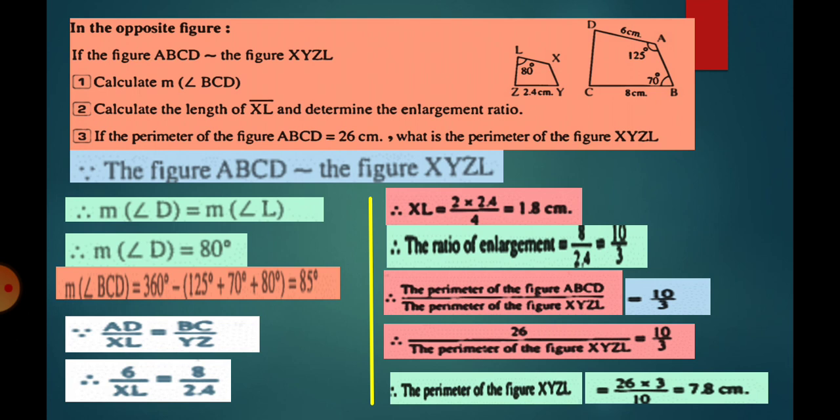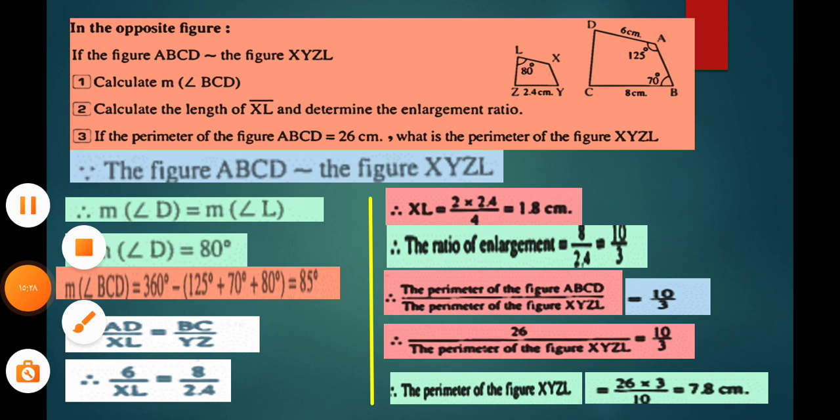This is the simplest lesson on similarity. For the similarity of two polygons, we must have two conditions. Number one, corresponding angles are equal in measure, and the corresponding sides are proportional. If the ratio between two corresponding sides is greater than one, then the first polygon is an enlargement of the second polygon. If the ratio is less than one, then the first polygon is a reduction of the second. If the ratio between two corresponding sides equals one, then the two polygons are congruent.